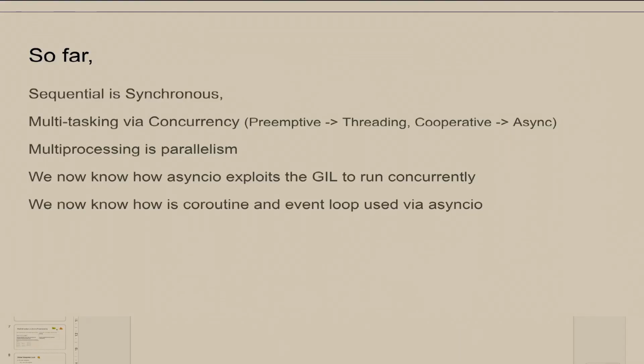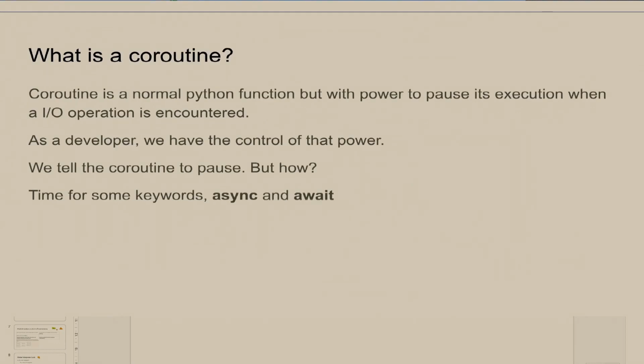So far we figured out what is synchronous and what is concurrency. We know how the GIL is being exploited, and we know the coroutine and the event loop. We'll start looking again at the keywords async and await, and we'll see the examples now.